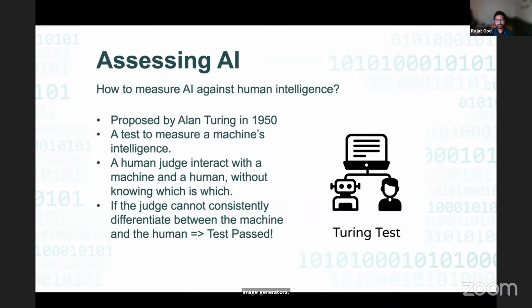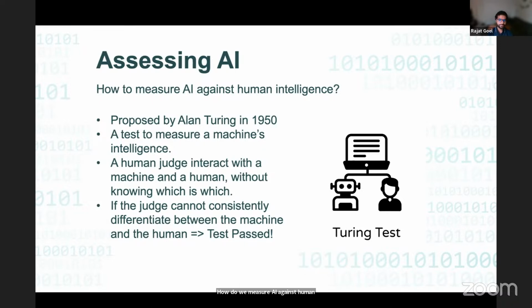Now that we have discussed some characteristics of intelligence, let's assume we have a system that has all these characteristics. It can make decisions, it can solve problems, it can communicate well with humans, and it's also creative. How do we measure AI against human intelligence?